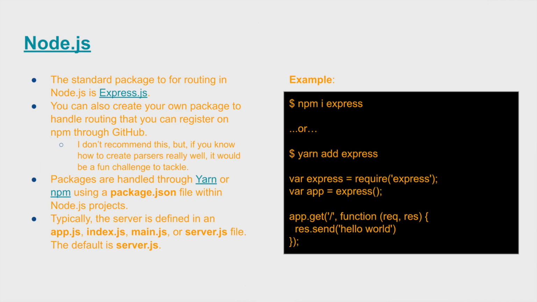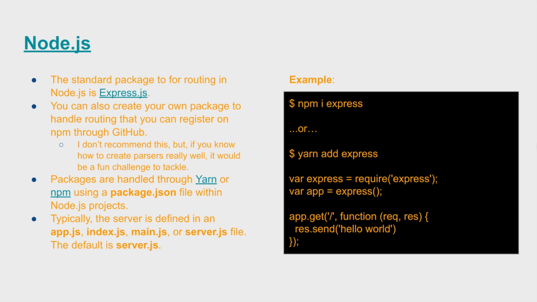For Node.js, there is a standard package that everyone likes to use called Express.js for routing. You can also create your own package that handles routing that you can register through npm on GitHub. I don't recommend doing this, but if you know how to create parsers really well, it would be a fun challenge to tackle. Otherwise, don't spend time on it.